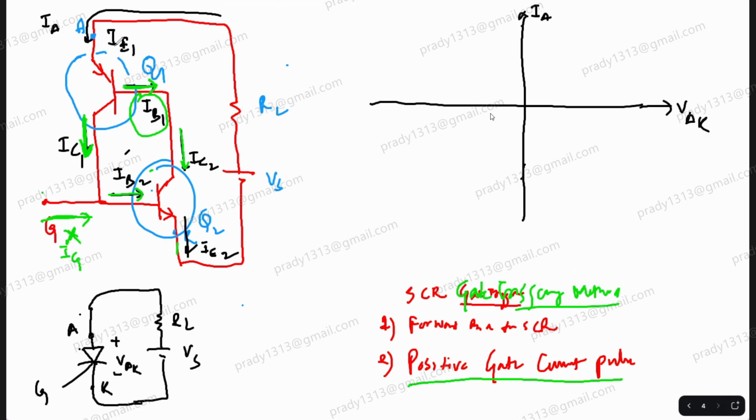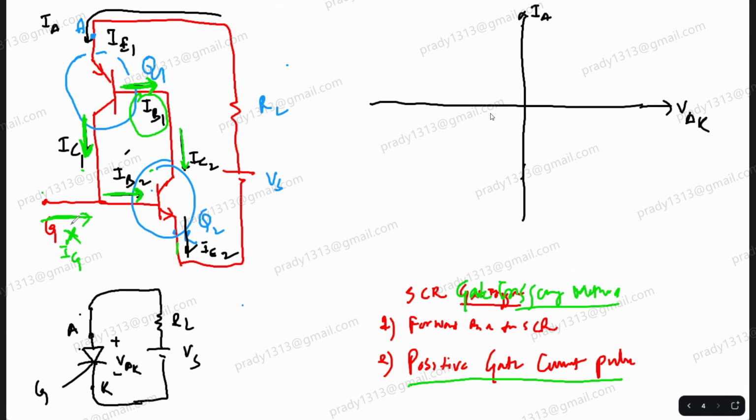This is an NPN transistor. Only when the PNP transistor's negative base current flows, emitter to collector current will flow. This collector current will supply the positive base current. This will make Q2 conduct. But I am not giving the gate current. There is no way Q2 can conduct before Q1. Yes or no? Yes, sir.